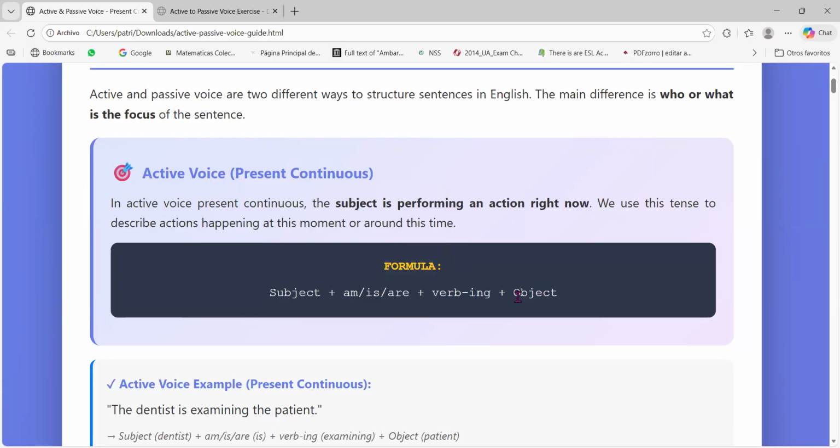Formula. Subject plus is, are plus verb ing plus object. Active voice example, present continuous. The dentist is examining the patient. Thank you, my dear Berenice. This is normal, common, usual structure.